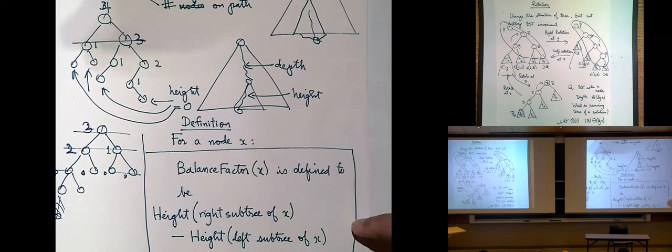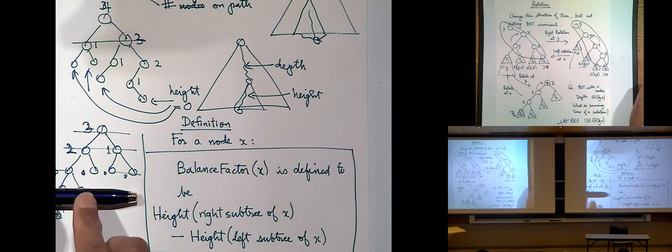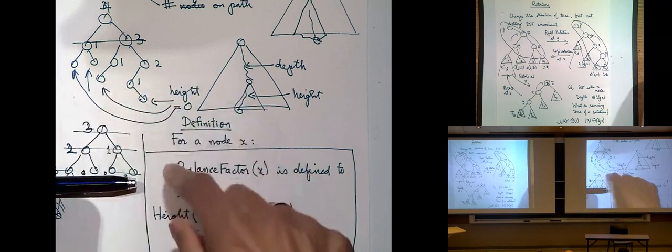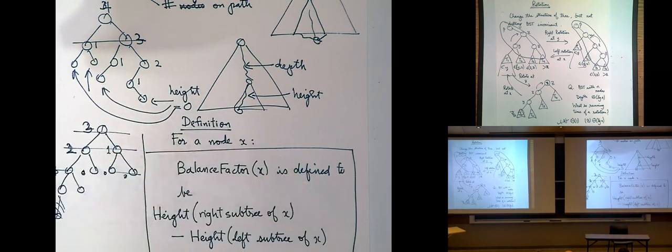So this is a quantity that I'm defining at all nodes. Just like I define the height of a node, now I define the balance factor of a node, which is the difference between the height of the right and the height of the left. Now, if your tree was perfectly balanced, meaning that it was this tree here, what are all the balance factors? Yeah? 0. The balance factors are 0 everywhere because the left subtree and the right subtree have exactly the same height.